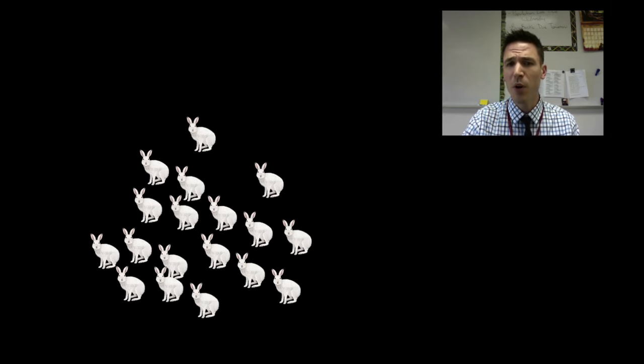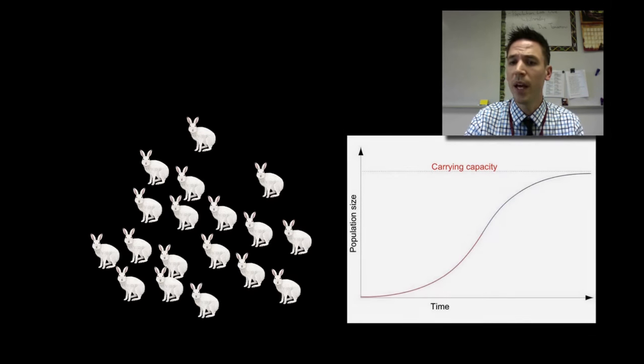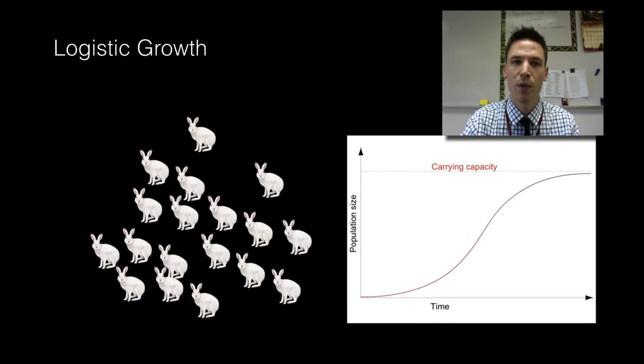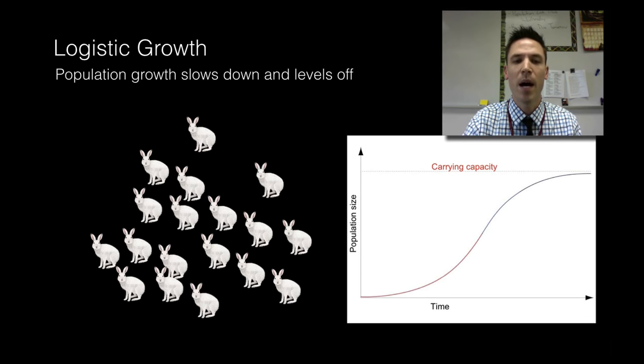If I were to plot this on a graph, though, this is what we would get. You notice that it starts out the same. It was increasing faster and faster, but eventually it starts to level off. We call this type of growth logistic growth. So logistic growth is when population growth slows down and eventually levels off, and we describe this not using a J-shaped curve, but what's called an S-shaped curve. You notice that the curve is shaped like the letter S.